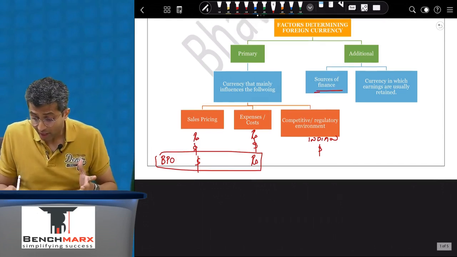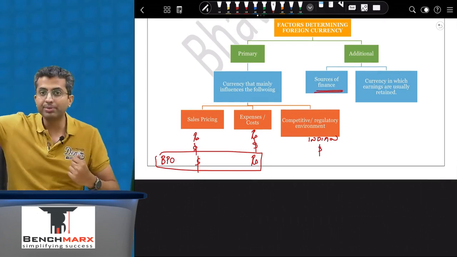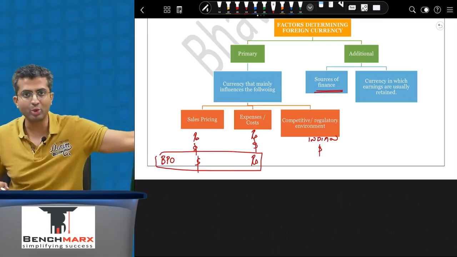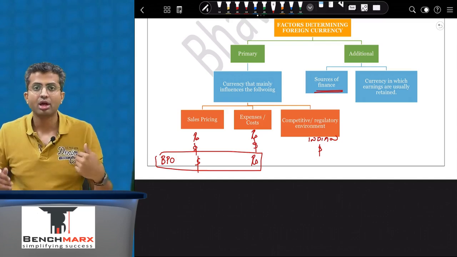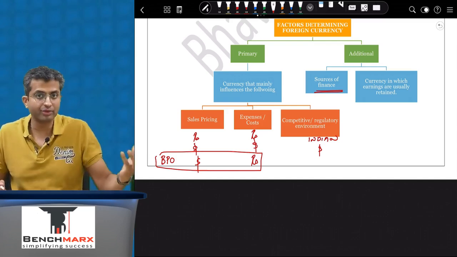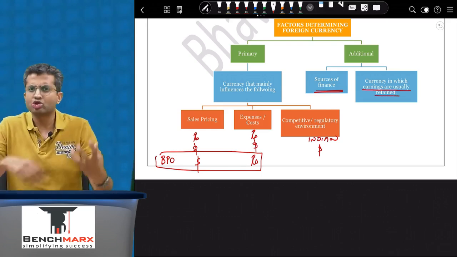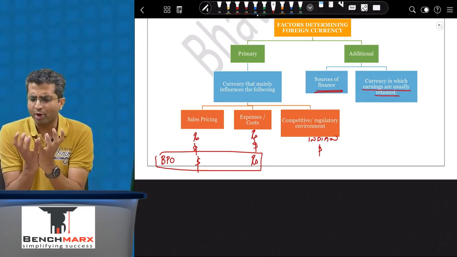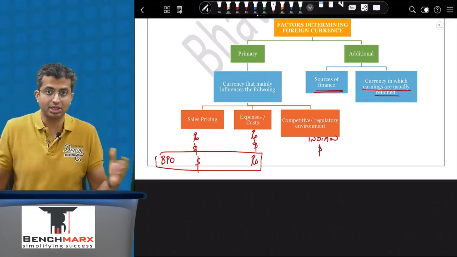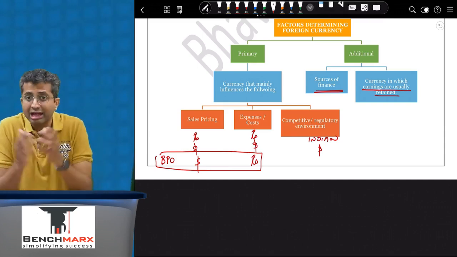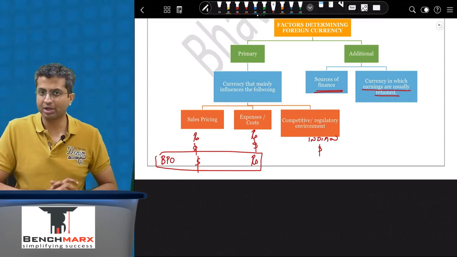Well, sources of finance. From where has the BPO largely raised its funds? Has it done its IPO and its loans, etc. in the US? In which case, the functional currency should be the dollar. Has it done so in India? Then the functional currency should be rupees. And the currency in which the earnings are usually retained. After meeting all the expenses, the profits that we have, we typically save them, we retain them, we invest them. Where are you investing them? Are you investing them in the rupee, in the dollar? That will give you an additional insight into what should be the functional currency.